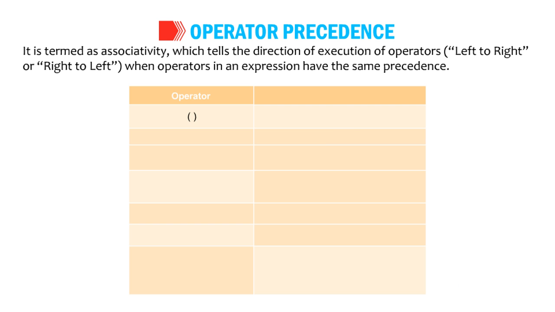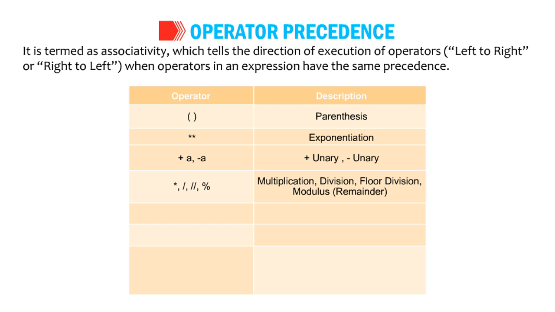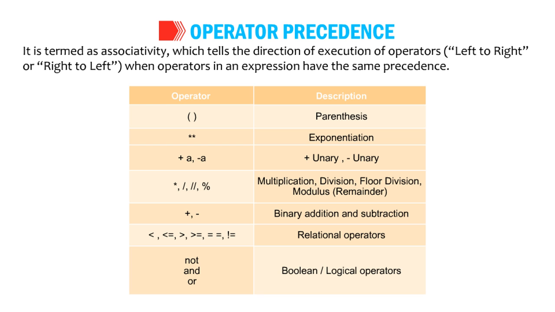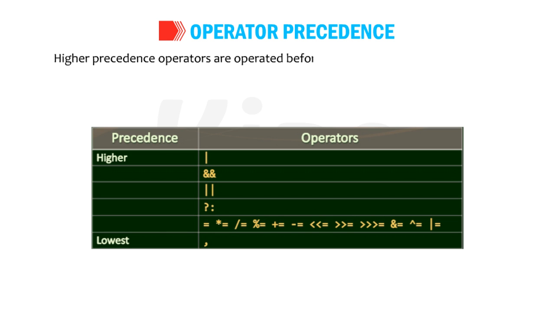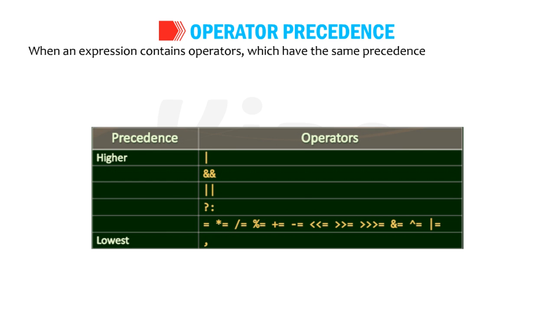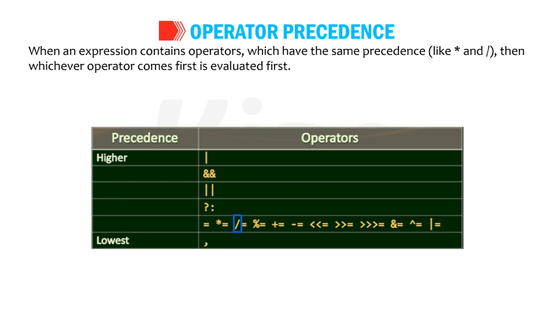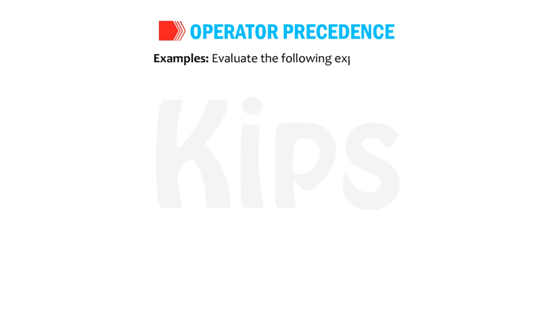Operator, description: parenthesis; exponentiation; plus A, minus A, unary plus, unary minus; multiplication, division, floor division, modulus, remainder; binary addition and subtraction; relational operators; not, and, or, Boolean or logical operators. Higher precedence operators are operated before the lower precedence operators. When an expression contains operators which have the same precedence like asterisk and slash, then whichever operator comes first is evaluated first. Examples: evaluate the following expressions.